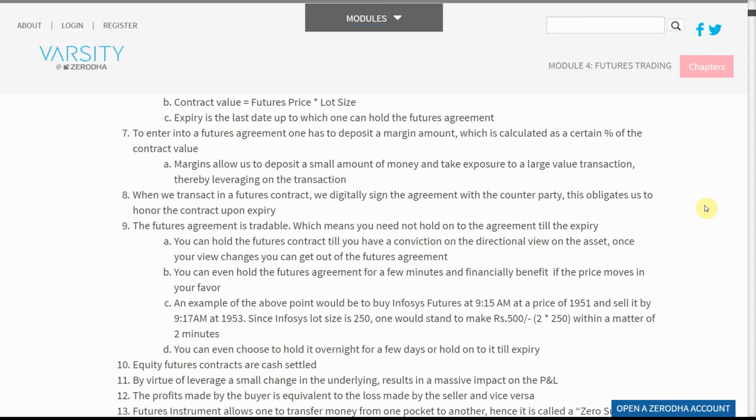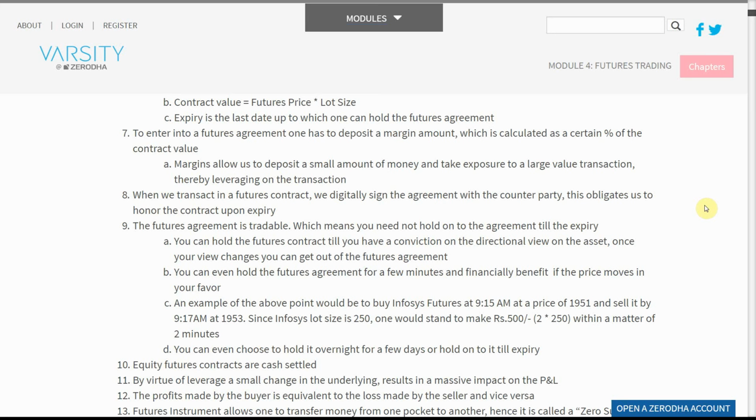When we transact in a futures contract, we digitally sign the agreement with the counterparty. This obligates us to honor the contract upon expiry. The futures agreement is tradable, which means you need not hold on to the agreement till the expiry.